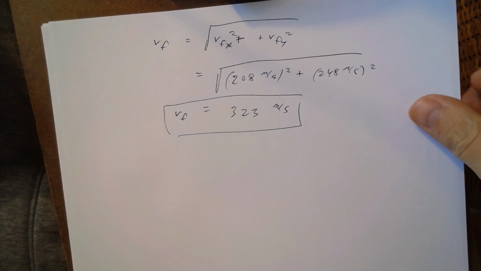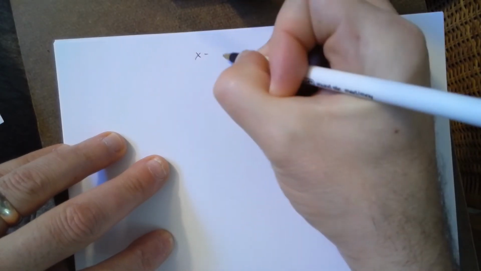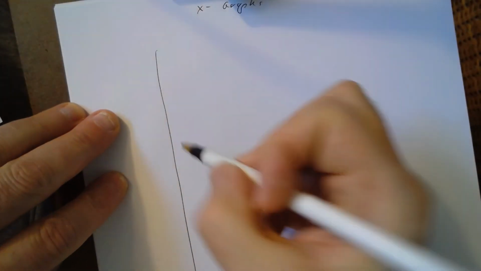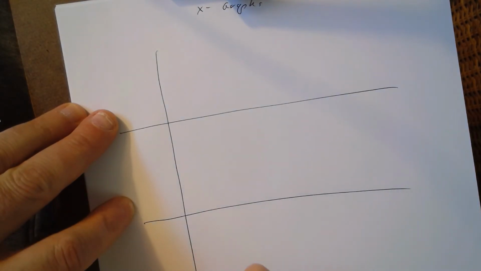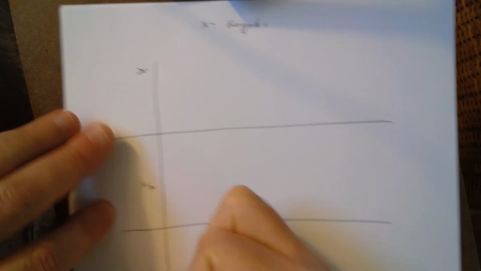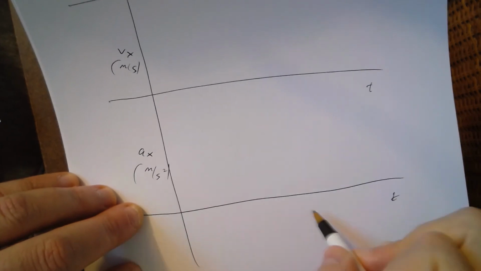So I'm going to do the x graphs on one page. Those are the easiest ones. I'm going to do the x position, the x velocity, the x acceleration versus time. This will be in meters. Time will be in seconds. Meters per second squared. The x acceleration is 0, and it's constant. So that's a really easy graph to make. It just looks like this.